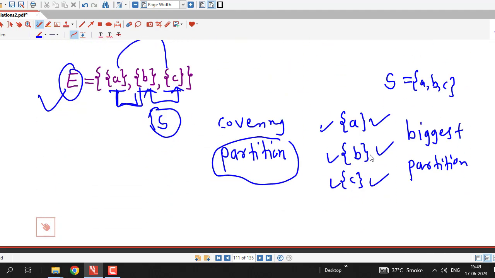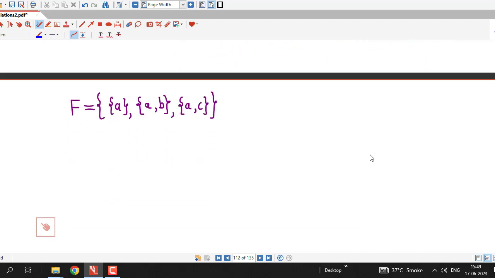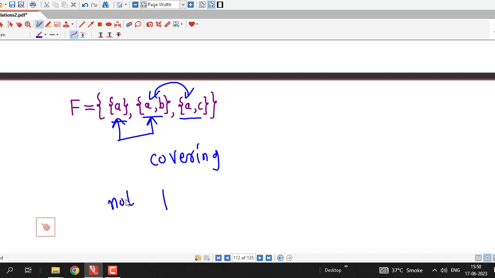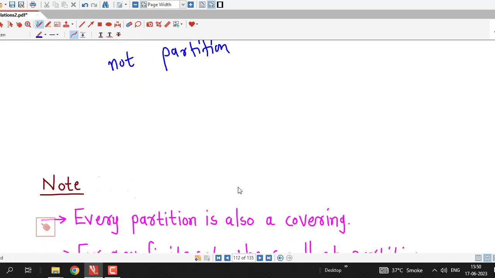So it is very easy to understand partition and covering of a set. Here also we can see, if we take union of all these members, then we will obtain the given set S. Therefore this is a covering of set S. But you can see these two are not disjoint and these two are also not disjoint. They are having some common element. Therefore this collection F is not a partition of the given set S.